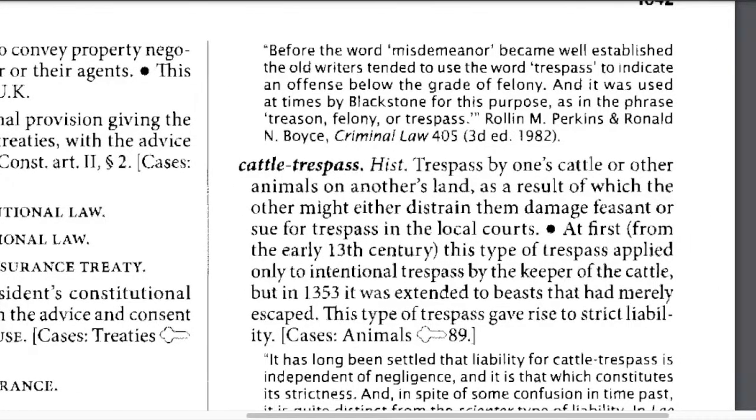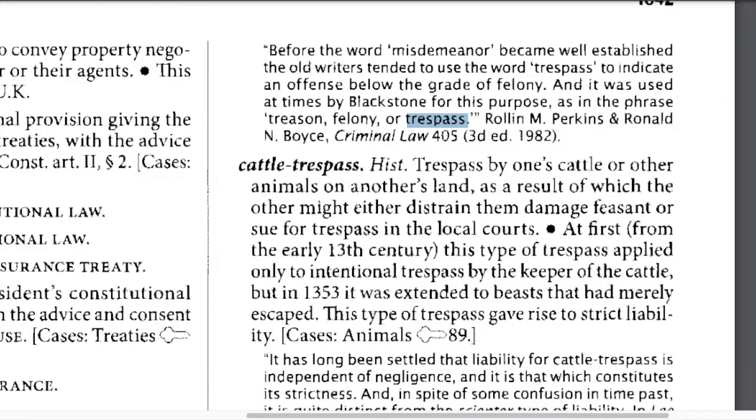Before the word misdemeanor became well established, the old writers tended to use the word trespass to indicate an offense below the grade of felony. And it was used at times by Blackstone for this purpose, as in the phrase treason, felony, or trespass. So it's referring more to misdemeanor than the trespass that we normally use in our vernacular. So that's been a nice little digression there.